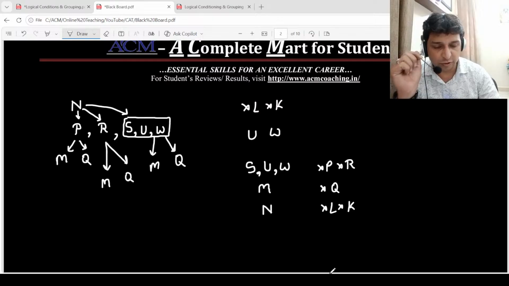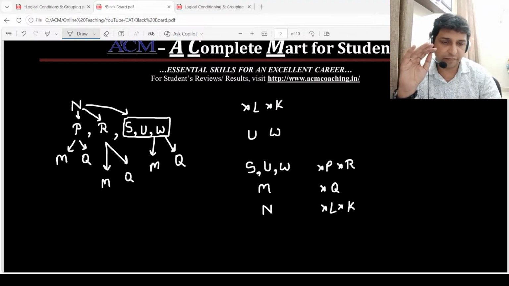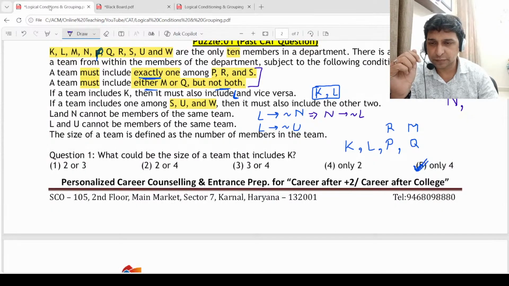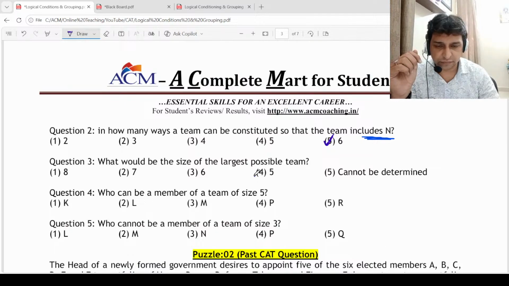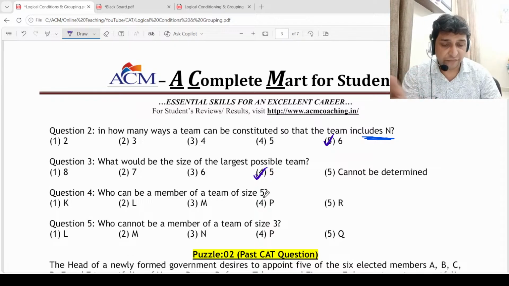I hope this is also quite clear. Only 5 people can be in this team. Let's look at the next part of this question now. The next part of the question says, who can be a member of a team of size 5, which we just made?